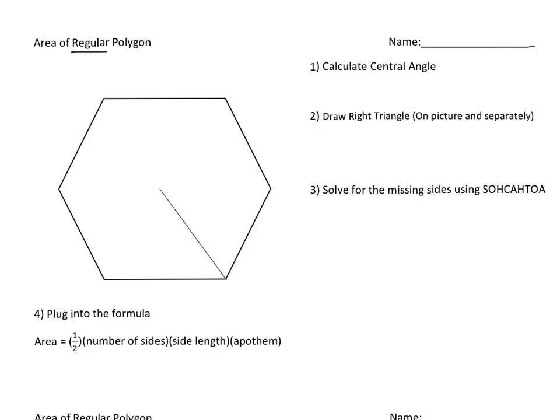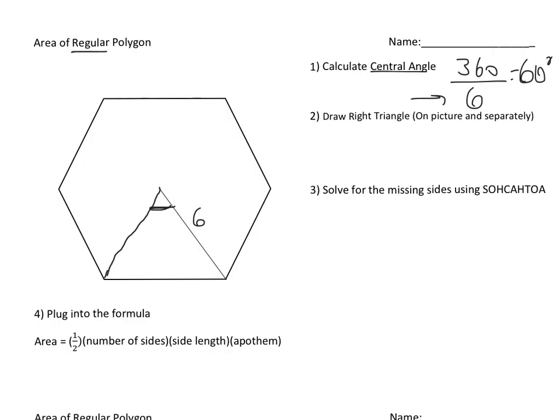Now the first thing I want you to notice is that if I draw another side length right here, you'll see that I can split this six-sided polygon into 6 congruent triangles. Okay, so when it says calculate the central angle, I'm going to take 360 degrees, because I'm trying to find this angle right here, and divide it by 6, because I know they're all congruent. So if I divide it into 6, that's going to give me 60 degrees.